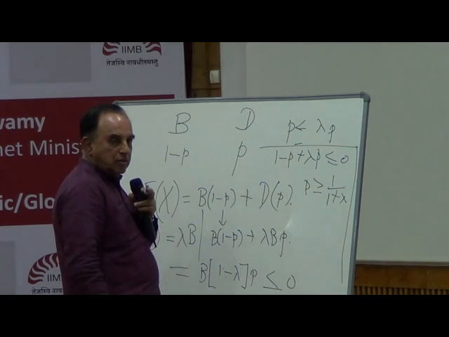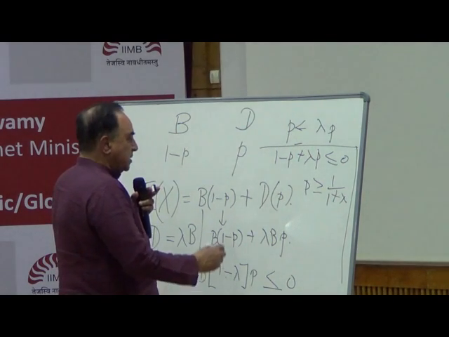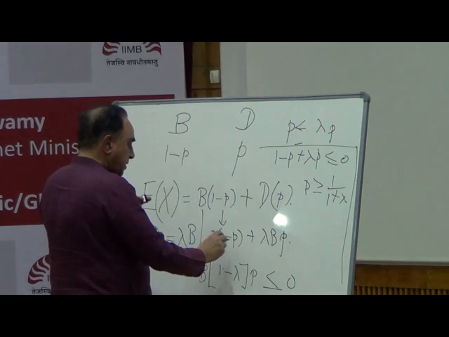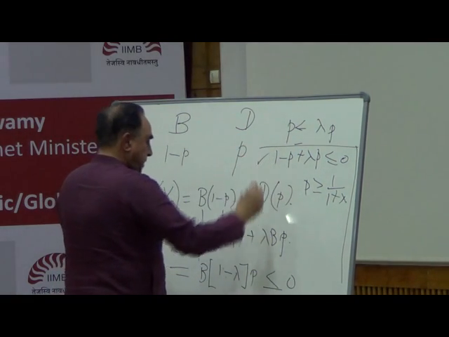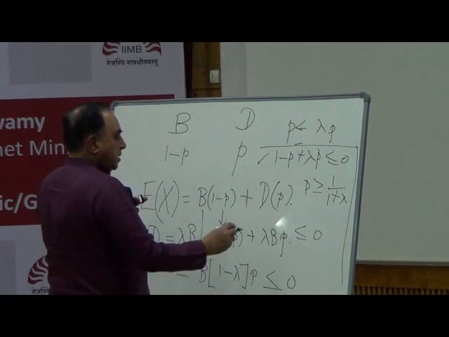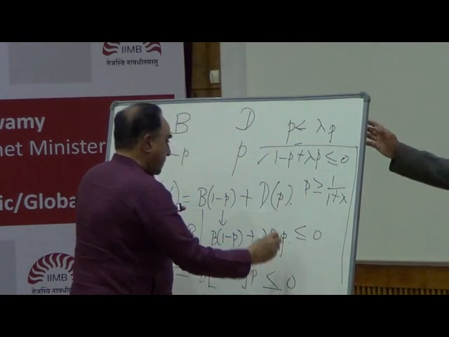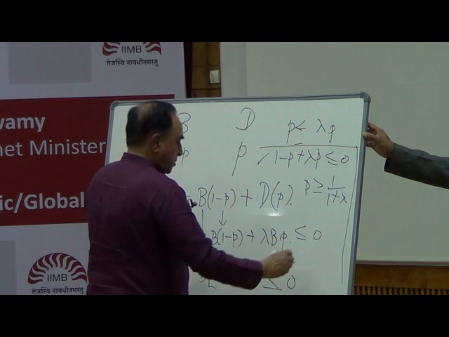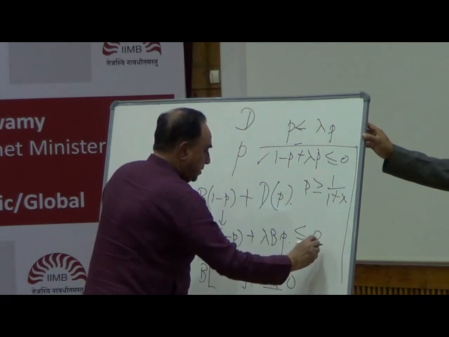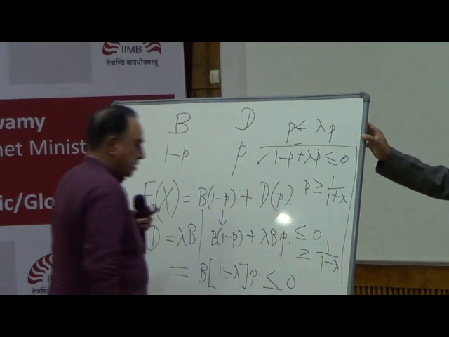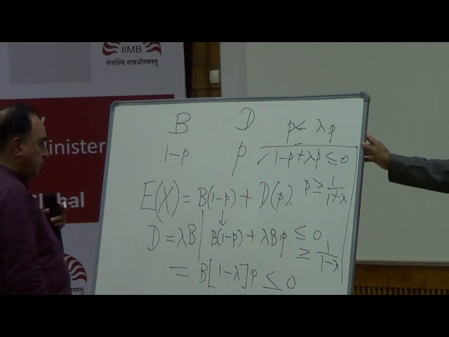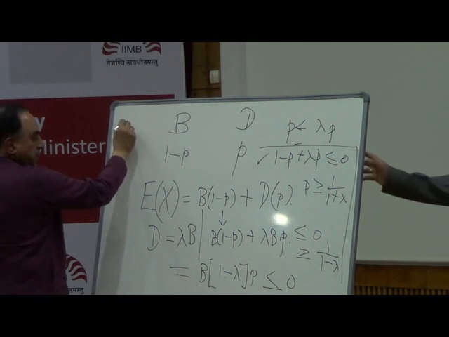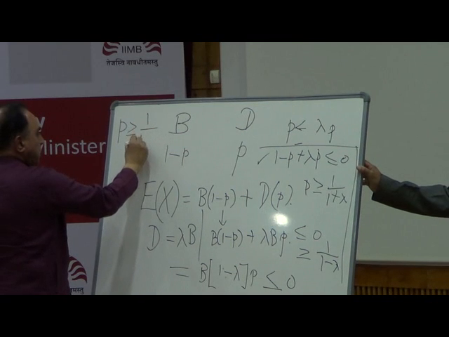I've been too long away from my teaching, too much in politics. This is 1 minus P plus lambda P, less than or equal to 0. Therefore P should be greater than 1 over 1 minus lambda. Greater. Yeah, okay. So P should be greater than 1 over 1 minus lambda.